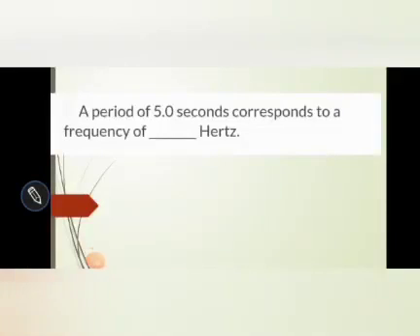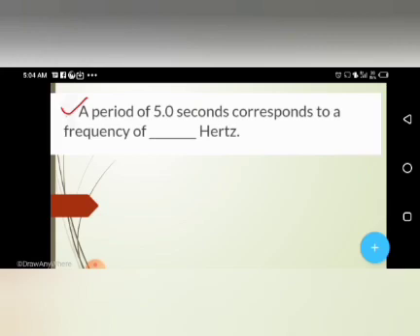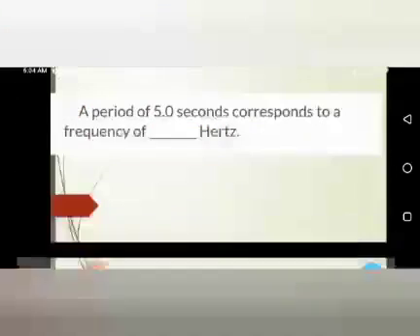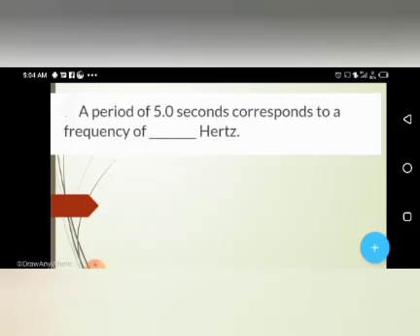Now we will solve a few problems that will help us have a better understanding about frequency and time period of a vibrating body. Let us consider this question. A period of 5 seconds corresponds to a frequency of how many hertz? Here the period of a vibrating body, that is T, is given, equal to 5 seconds, and we have to calculate the frequency of that body.